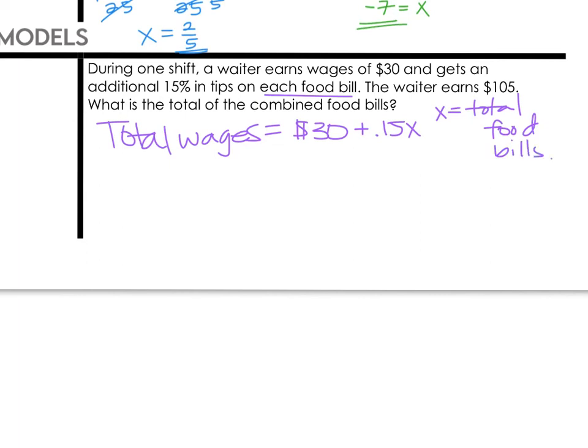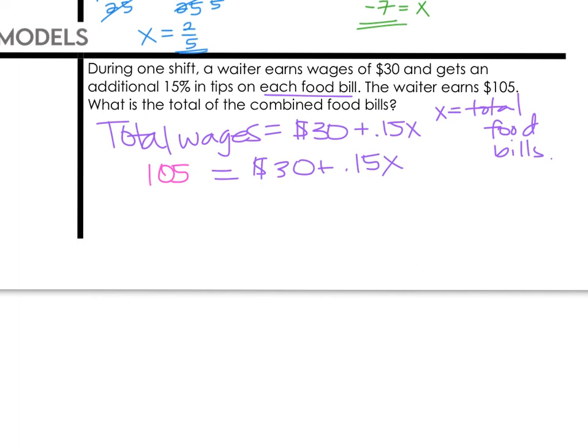Okay, so let's read this again. During one shift, a waiter earns wages of $30 and gets an additional 15% in tips on each food bill. The waiter earns $105. That means that is their total. We'll plug that in on the left-hand side, 105. On the right-hand side, that $30 is standard. And then the waiter still gets tips from the food bills that were created from the time they were working.